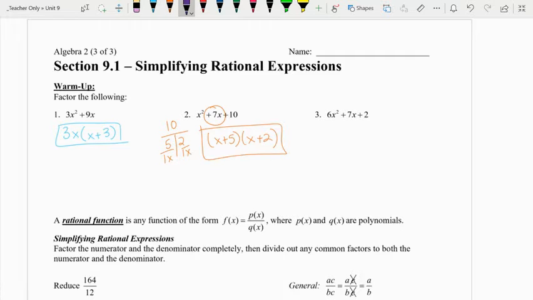Same thing happens on number 3 with the trinomial, right? First times last gives me 12. I need to multiply to 12, add to 7. That would be 4 and 3. And remember, we have our a and our variable in the denominator, so this time it would be a 6x. We actually can simplify both sides. The right becomes 2 over 3x. The left becomes 1 over 2x. And then we write it up. 3x plus 2, 2x plus 1.